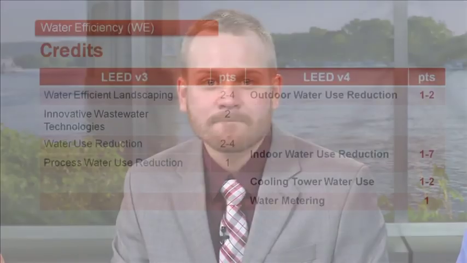So altogether, project teams now have 3 prerequisites for water efficiency. Compared back to LEED v3, you'll have expanded scope for landscaping and water metering. So that's it for the prerequisites. Next, we'll look at the possible credits for water efficiency.